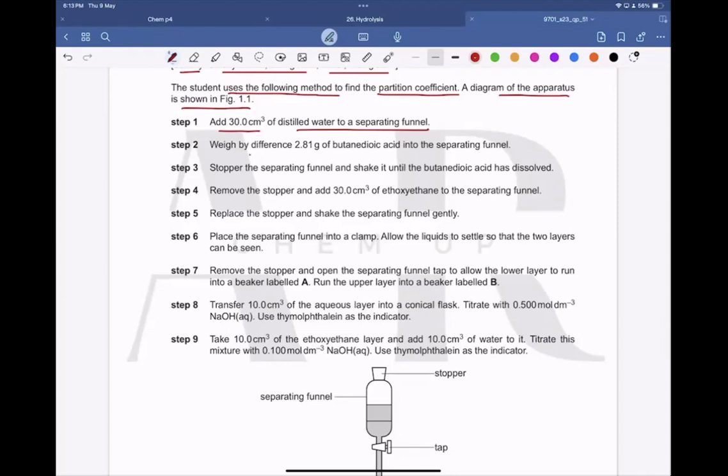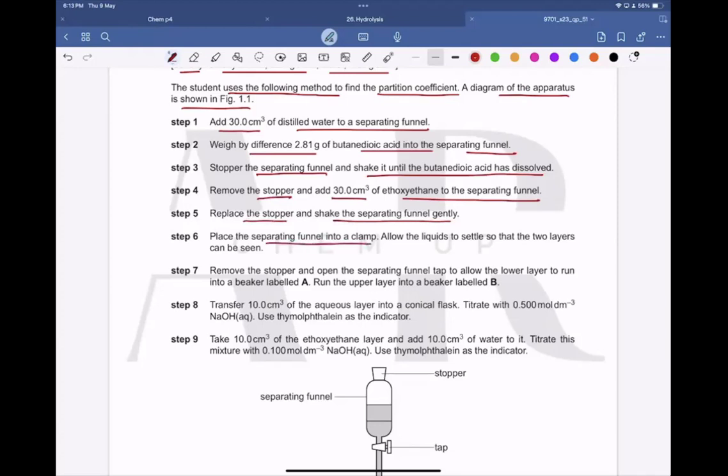Weigh by difference 2.81 gram butane dioic acid into a separating funnel. Weigh by difference means first we take the initial mass, and then after adding we take the mass and then take the difference of both the masses. Stopper the separating funnel and shake it until the butane dioic acid has dissolved. Remove the stopper, add 30 centimeter cube of ethoxyethane to the separating funnel. Replace the stopper and shake the separating funnel gently.